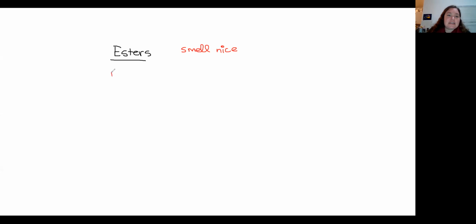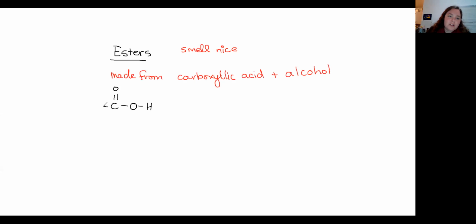So an ester is made from the reaction between a carboxylic acid and an alcohol. All right, so if we start over here and we say, all right, this is my carboxylic acid. I'm going to go very simple to make this quick to draw. So here is my carboxylic acid. My carboxylic acid is methanoic acid.